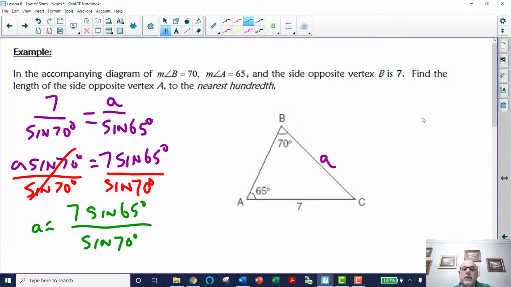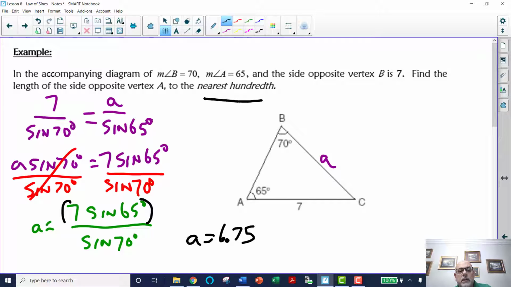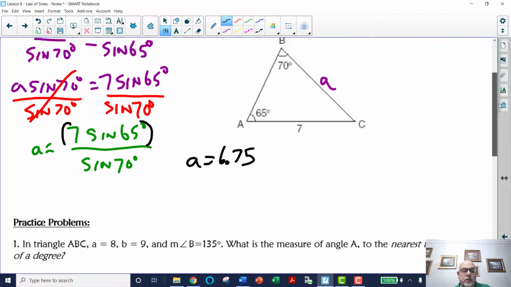All right. So you're going to put in your calculator 7 times sine of 65 in parentheses. Then you're going to say divide by sine of 70. So everybody do that. You should all come out with a is 6.75. Okay, nearest hundredth. All right, so that's how you set up the law of sines. So let's do a different problem.